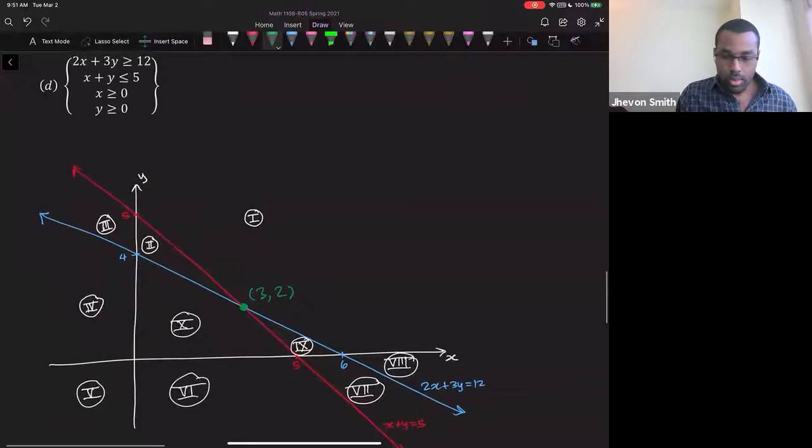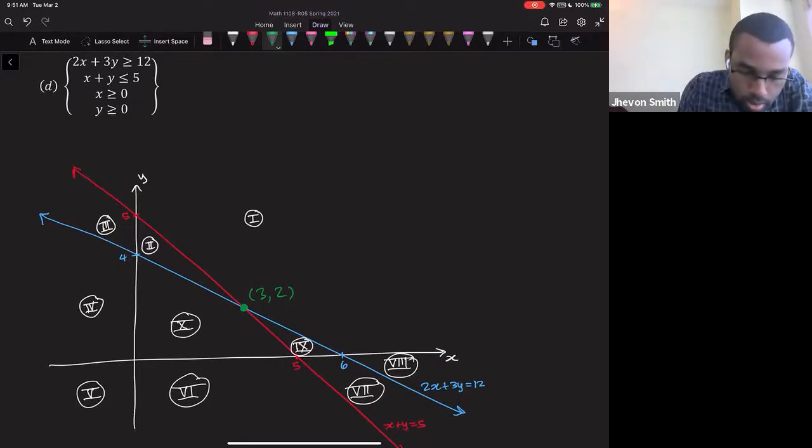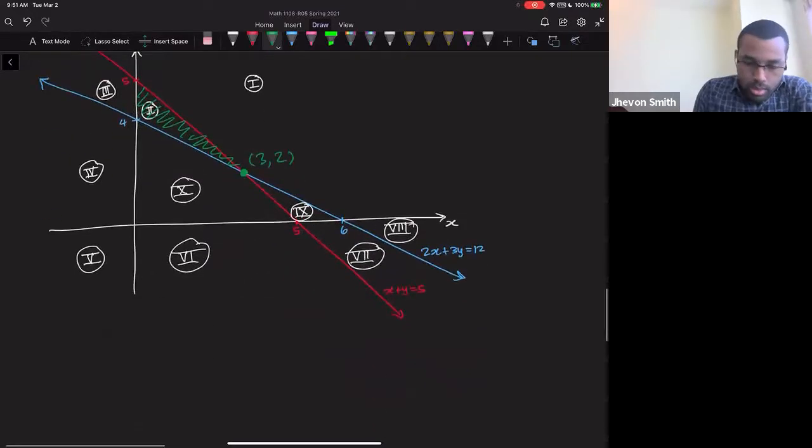So what region would do this? Region 2. Region 2, you'll see that you're above the blue, but below the red. Okay, so that's bounded.